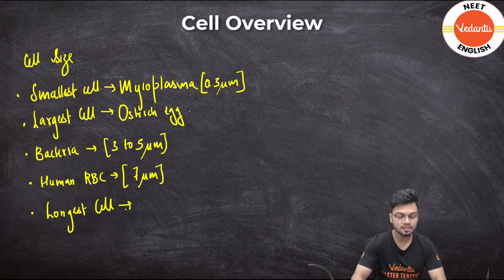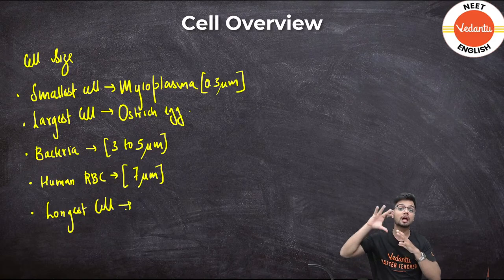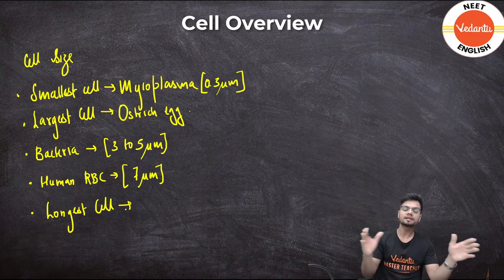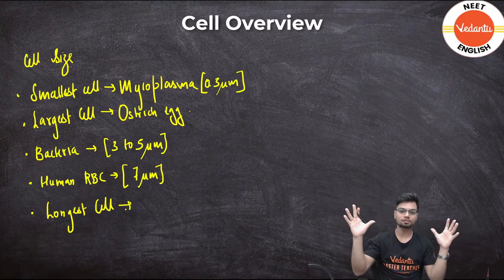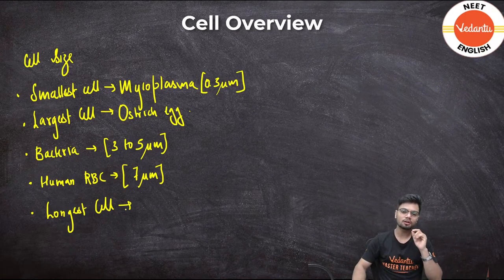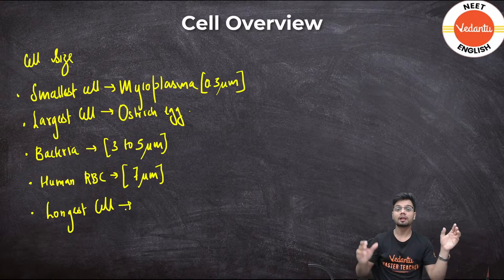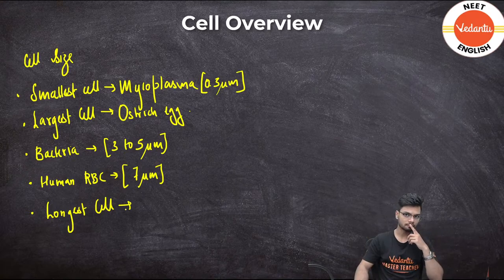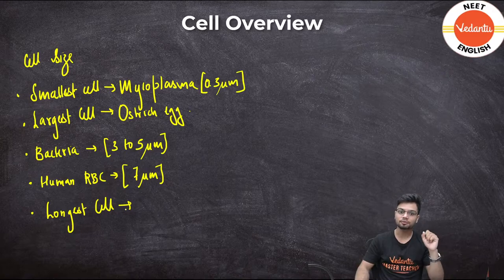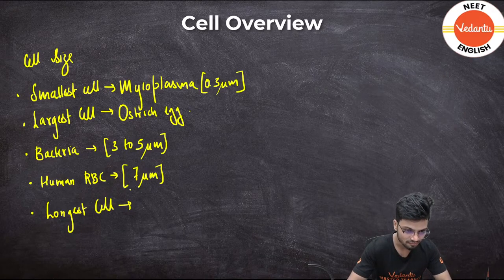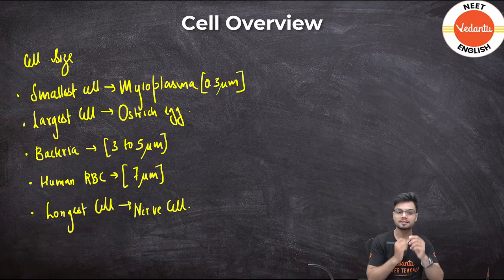Now, we learned about the smallest cell. We also learned about the largest cell. Then which is the longest cell? See, the largest is the ostrich egg, the smallest is mycoplasma. Which is the longest now? Just like the longest river and the largest river: the longest river is the Nile, the largest river is the Amazon. Then what about the longest cell? It is actually present inside you. That is nothing but your nerve cell.